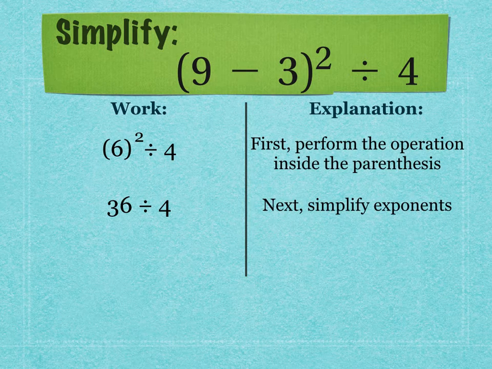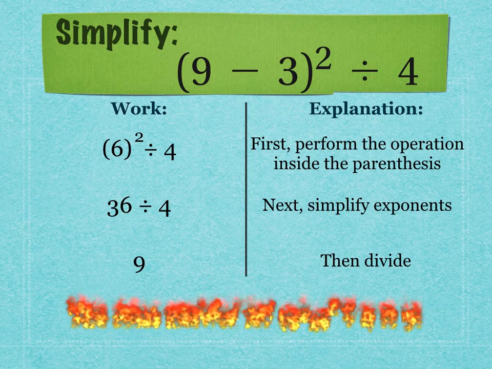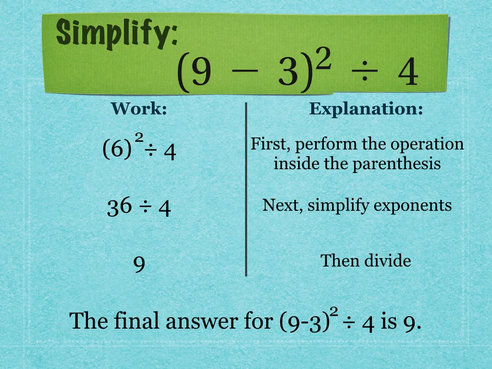And then we're left with one operation, which is division. When you're left with one operation, it's the only thing you can do. 36 divided by 4 is 9, so that's my final answer. And in my explanation, I just put then divide, or you can say last divide or something like that. So the final answer for 9 minus 3 in parentheses squared divided by 4 is 9.